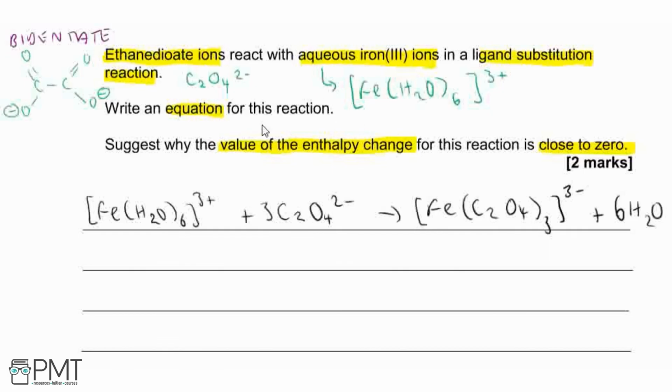So then thinking now about why the value for this enthalpy change of this reaction is close to 0. The enthalpy change of reaction, we can think about this in terms of bonds being broken and bonds being made. And if it's close to 0, then that means that the energy required to break the bonds on the left-hand side will need to be very similar to the energy produced when we make the bonds on the right-hand side. And if we look at our bidentate ligand here, these oxygens are the ones with the lone pairs. So these are the ones which are going to form the coordinate bonds with the central ion.